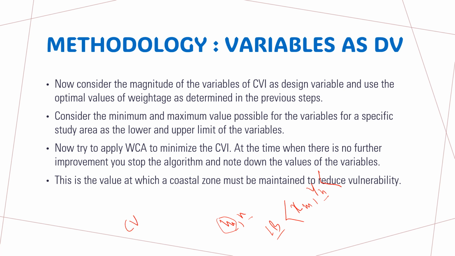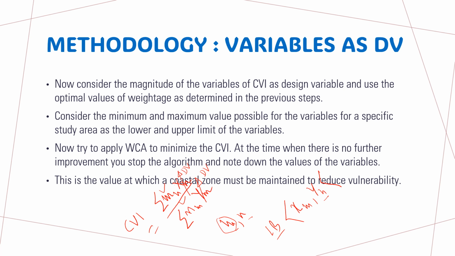So the equation will be the same: CVI, coastal vulnerability index, divided by... Okay, now M and N were determined in the previous step. Now we are determining the x's and y's. So these variables will now be design variables.